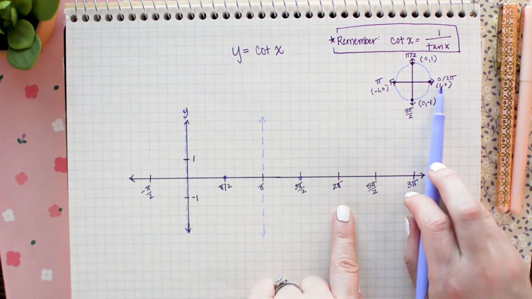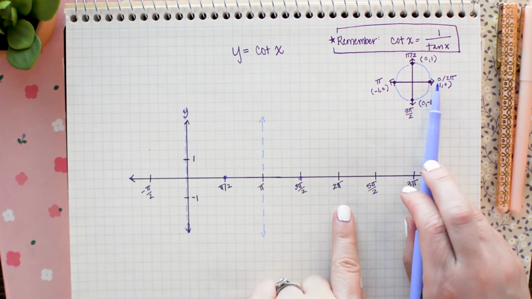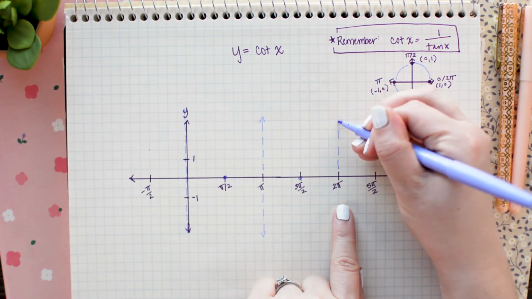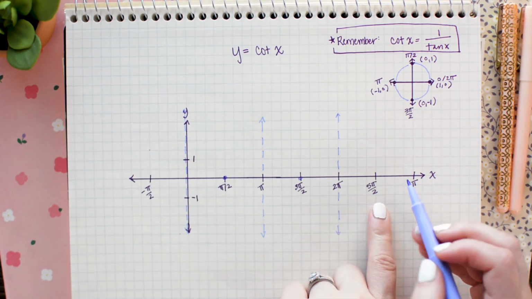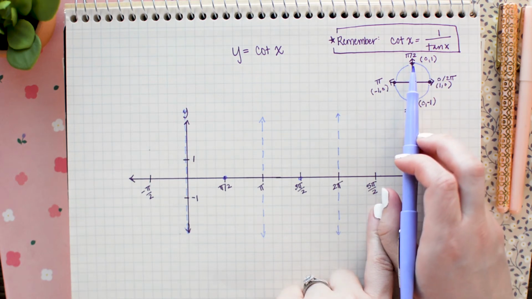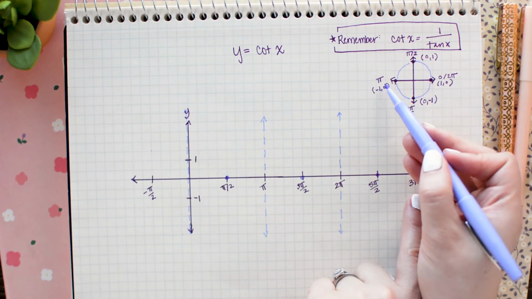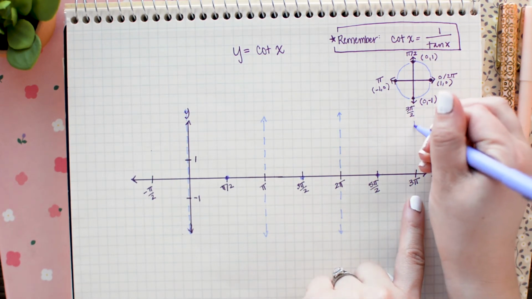At 2 pi, now I'm back at the beginning and I already know that I had a vertical asymptote here, so there's another vertical asymptote here. 5 pi/2 is the same as pi/2, so I'll have 0. 3 pi is the same as pi, so I'll have a vertical asymptote.